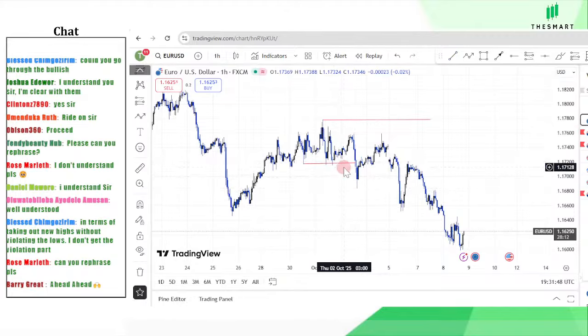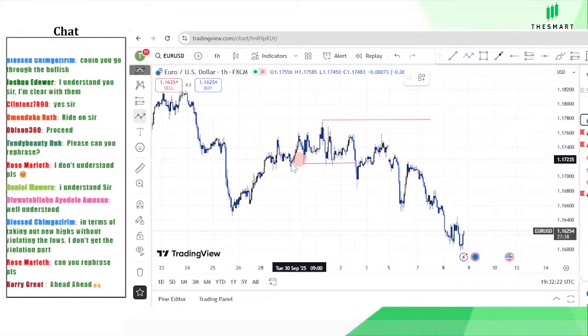And what did you see? There was a violation. What I mean by violation is when you were expecting this low not to be taken out. That's why I drew those diagrams from the start, so you won't mix things up. Now, this was the low that has been protected. What I mean by protected is it has not been broken. Now, what happened? You were expecting the price to come back to maybe this low and push up. This is what you were expecting.